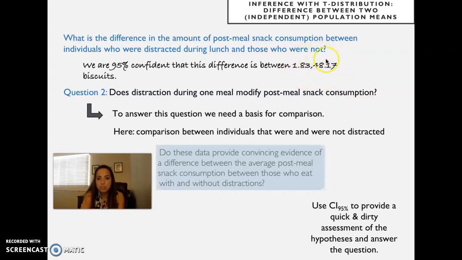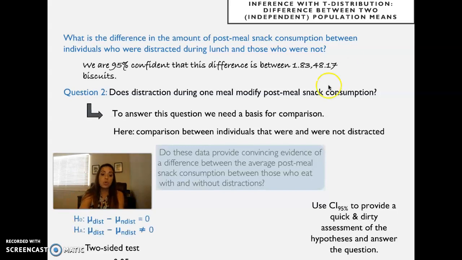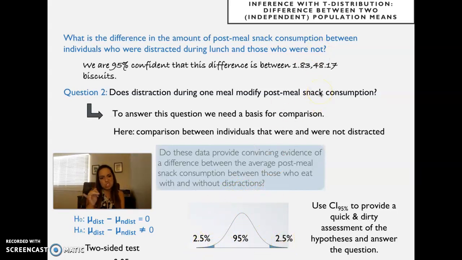Because 0 difference is not here, we tend to think that finding the difference that we found is not likely under the null hypothesis. So we will reject the null hypothesis, considering a two-sided test that will divide the probability on the two tails, the rejection area in two tails. The 95% confidence interval would suggest that we would reject the null.